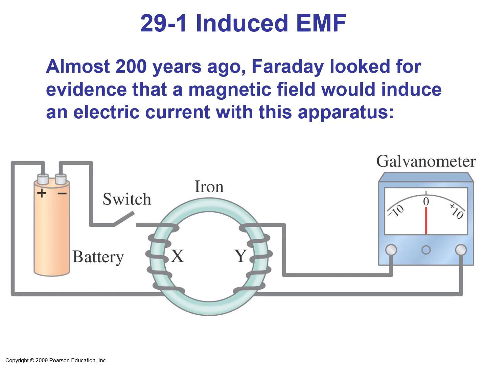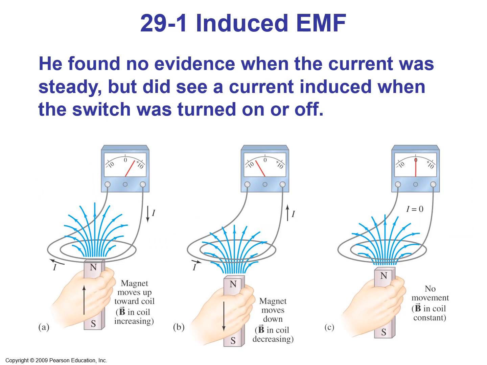With the help of a galvanometer, he could measure the amount of the current induced in solenoid Y as the current changes in solenoid X. He found no evidence when the current was steady, but he did see a current induced when the switch was turned on or off.